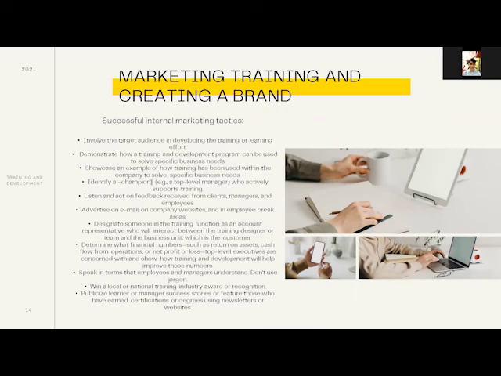So these are the successful internal marketing tactics. Involve the target audience in developing the training or learning effort. Yes, because the target audience will be the audience in the end, and they will define how well the marketing happened. And second, demonstrate how the training and development program can be used to solve specific business needs. Third, showcase an example of how training has been used within the company to solve specific business needs. And this one is really important because people need to see how effective it was before and how effective it was with most of the people.